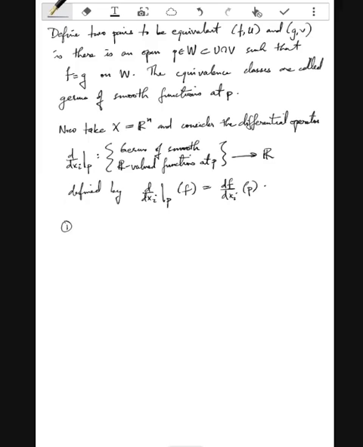So let's observe that germs of smooth R-valued functions at P is a vector space, is an R vector space. This is obvious. And d by dx_i at P is a linear map, is an R-linear map.